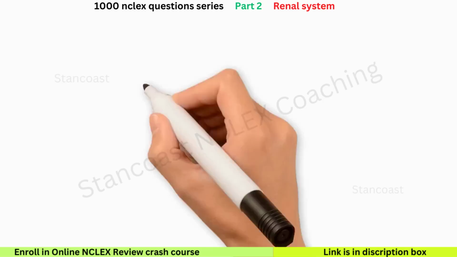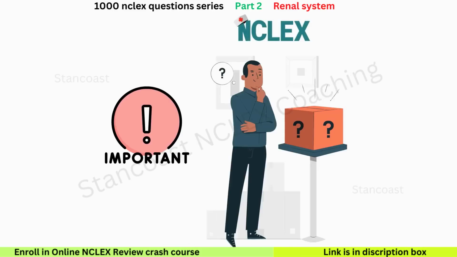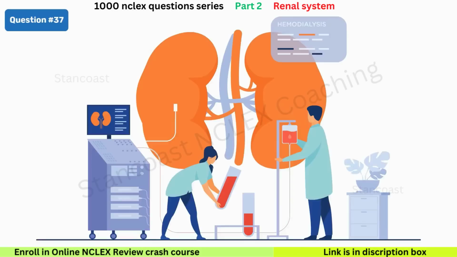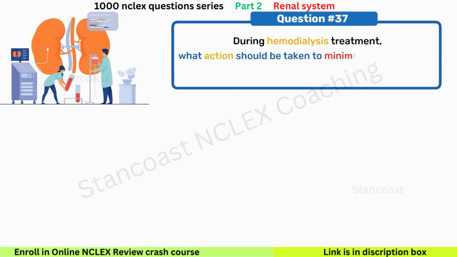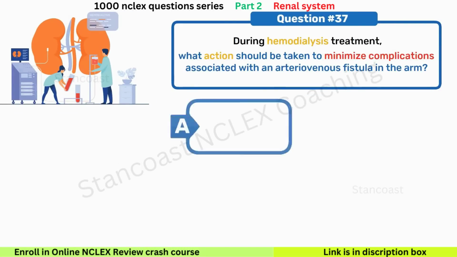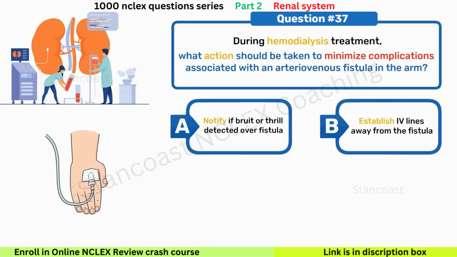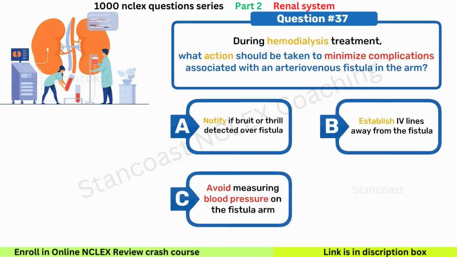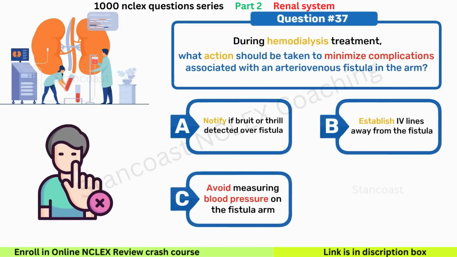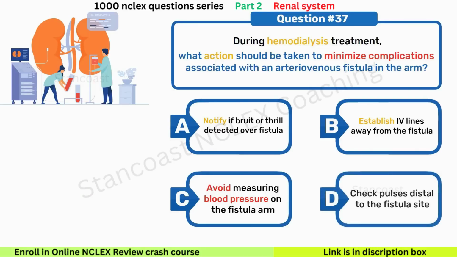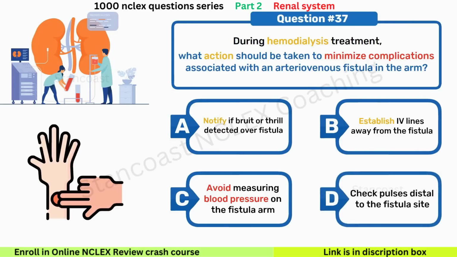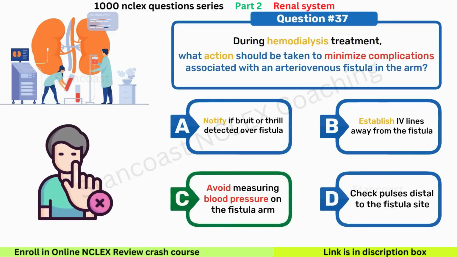Moving along, here's the next important NCLEX question for you. During hemodialysis treatment, what action should be taken to minimize complications associated with an arteriovenous fistula in the arm? A. Notify if bruit or thrills detected over fistula. B. Establish IV lines away from the fistula. C. Avoid measuring blood pressure on the fistula arm. D. Check pulses distal to the fistula site. Correct answer: C. Avoid measuring blood pressure on the fistula arm.